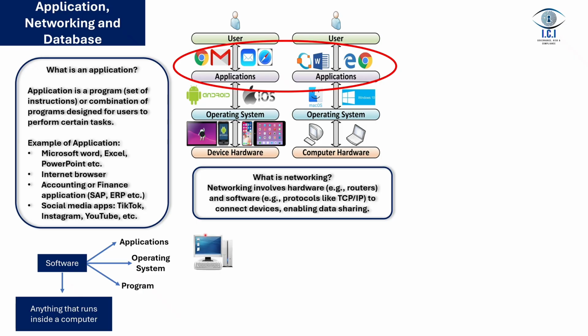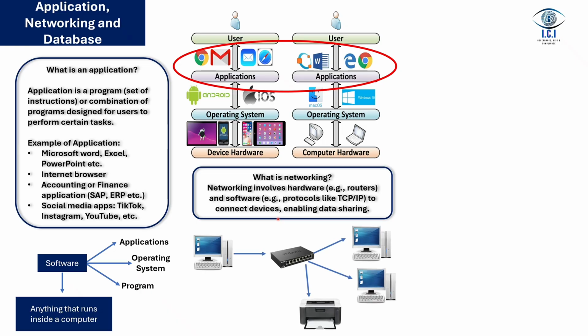A preamble of it is a laptop or a desktop seen here. This desktop wants to connect to another desktop and maybe a printer. What happens? The hardware you are seeing here is known as a switch. The computer itself connects to a switch. This switch now connects to the other computers and the printer. By the definition of networking, this switch has fulfilled the purpose of the hardware.